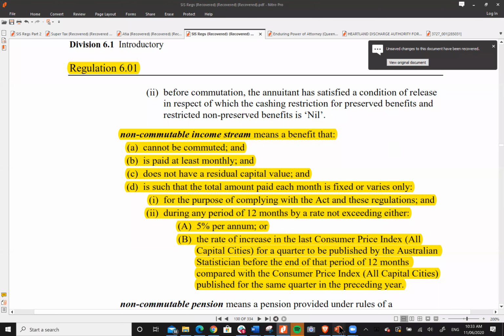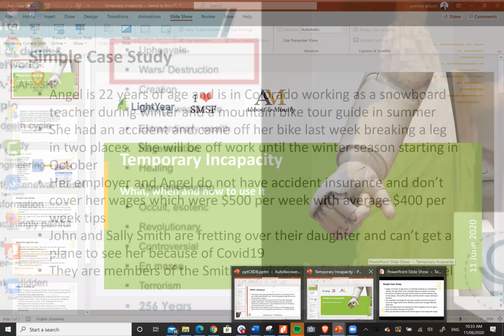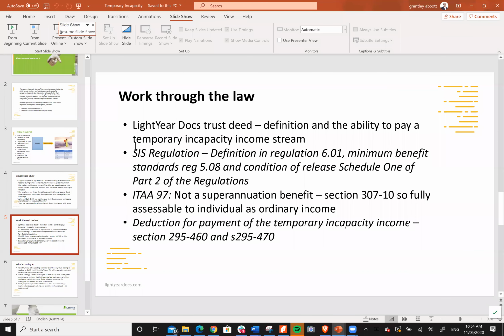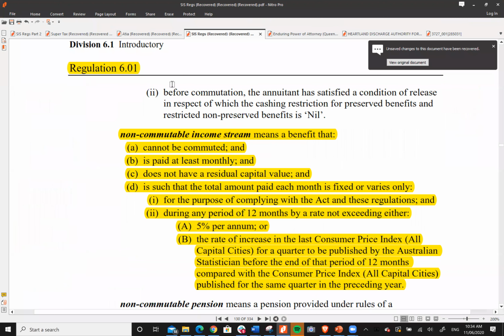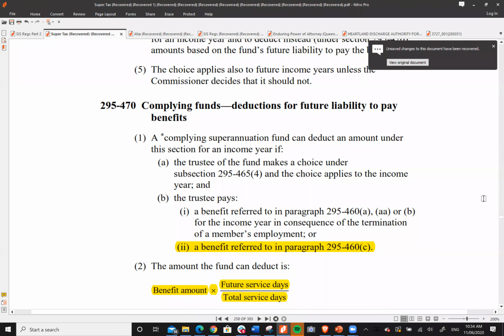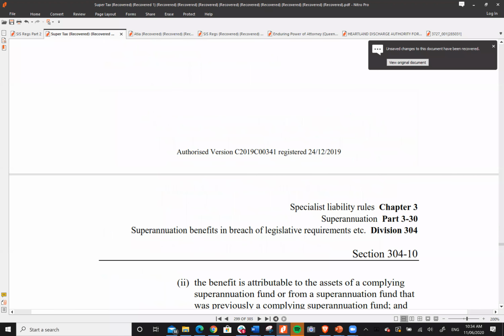So today, what we've done is we've gone through the simple case study, we've gone through the LightYear Docs trustee, we've gone through the SIS regulations. Now we're going into the Income Tax Assessment Act. So I'll go back into my trusty little legislation. Again, sorry for dragging you around all this stuff, but unfortunately, it's the way that things go. So section 307-10, so I need to go there.